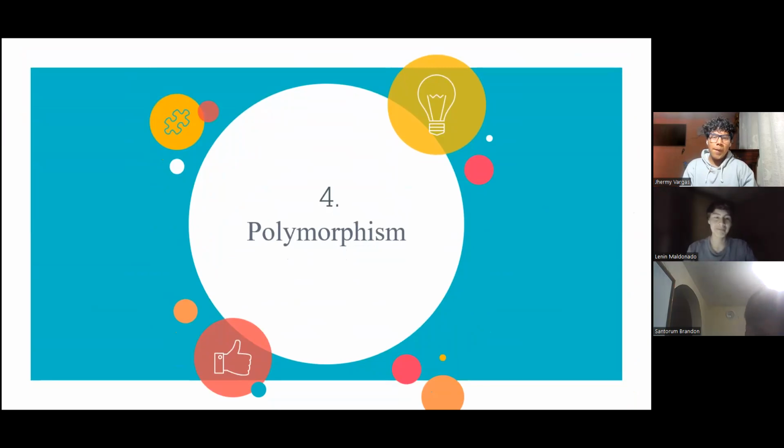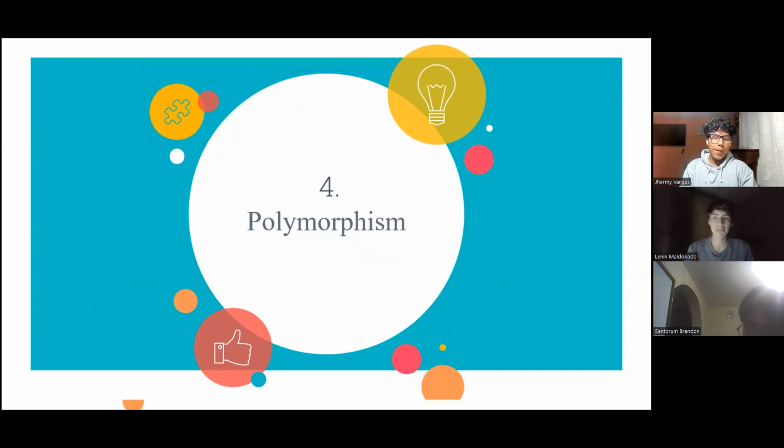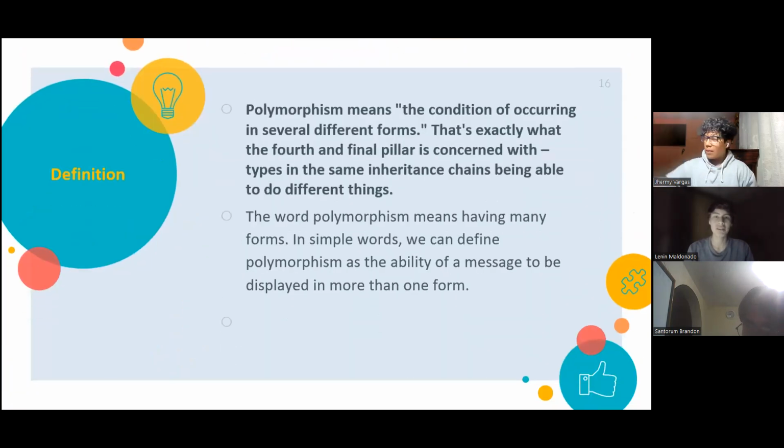Finally, polymorphism. Polymorphism means the condition of occurring in several different forms. The fourth and final pillar is concerned with types in the same inheritance chain being able to do different things. The word polymorphism means having many forms. In simple words, we can define polymorphism as the ability of a message to be displayed in more than one form.